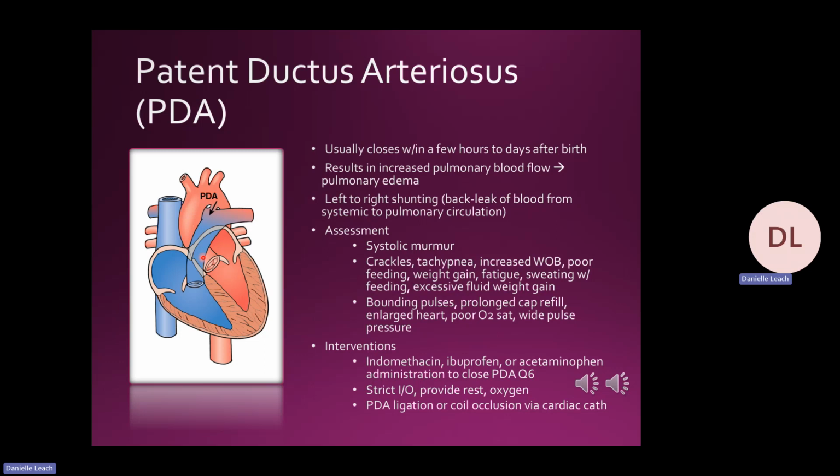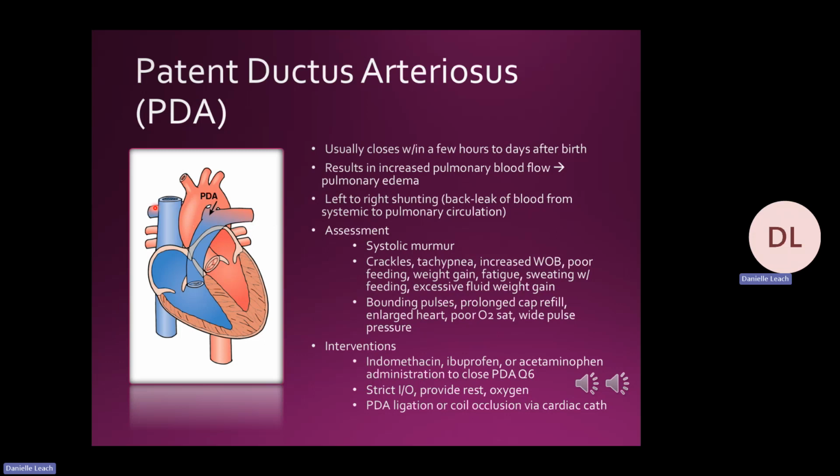This is what's sometimes called left to right shunting, and the left to right basically means sides of the heart. So the blood is going from the left side of the heart, shunting back to the right side. This can cause some problems, an increased pulmonary blood flow and pulmonary edema. If we have all this extra blood backflowing into this pulmonary artery, it's going to backflow into here, but then it's going to turn around and go to the lungs.